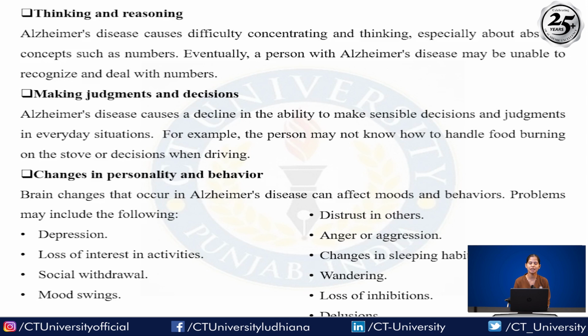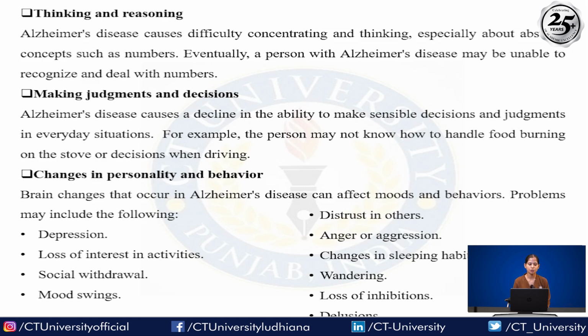Next is thinking and reasoning. Alzheimer's disease causes difficulty in concentration and thinking, especially about abstract concepts such as numbers. The person forgets the numbers. Eventually the person with Alzheimer's disease may be unable to recognize and deal with numbers.